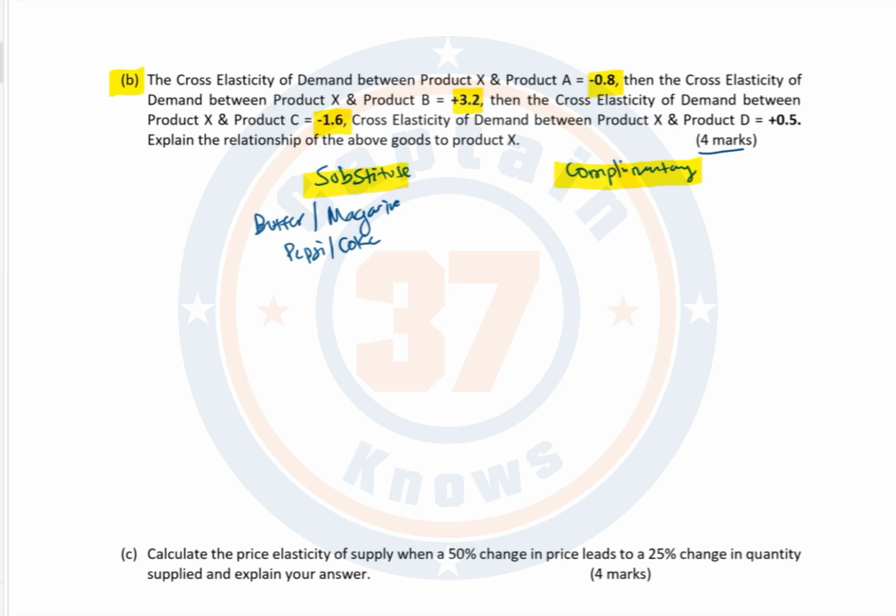And here is the principle. When there is an increase in the price of a substitute, for example, an increase in the price of margarine, it means that there will be a high demand for butter. Do you get it? It means that there's going to be a high demand for butter.